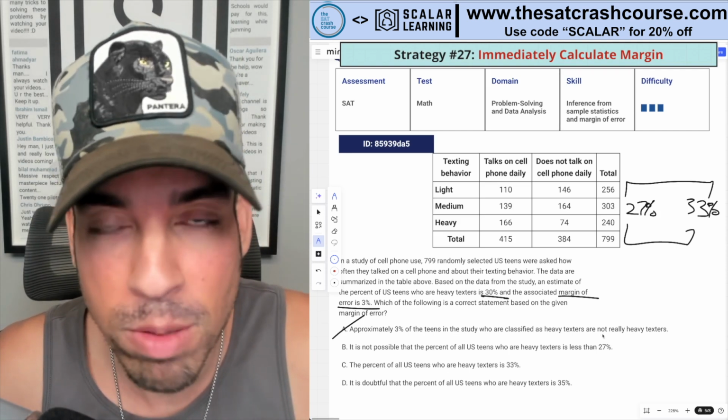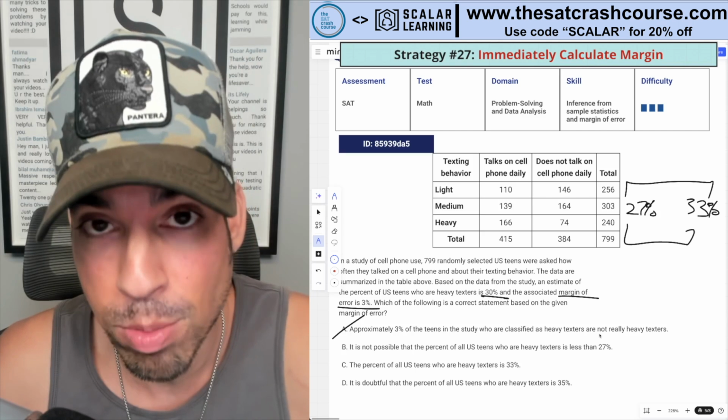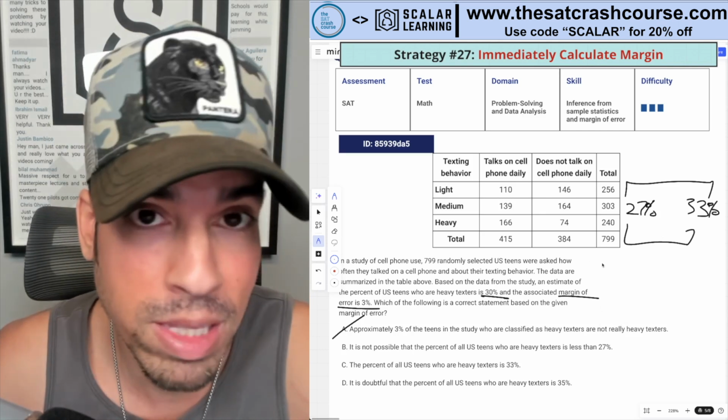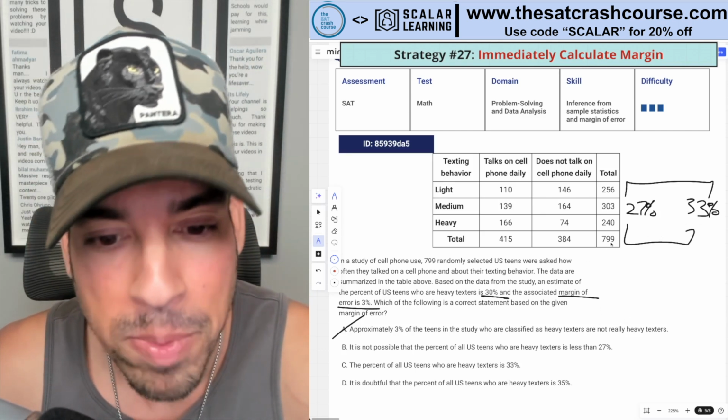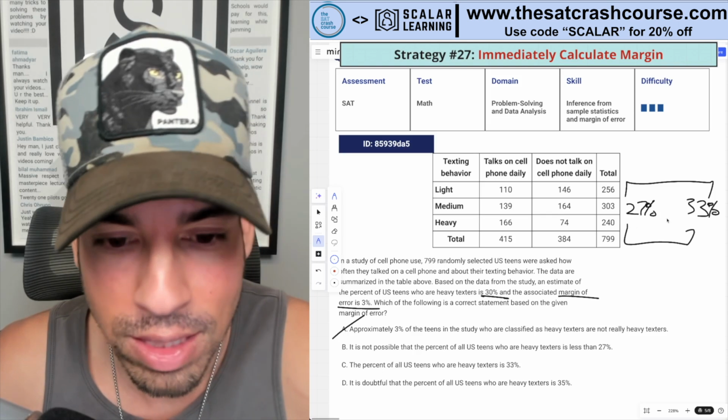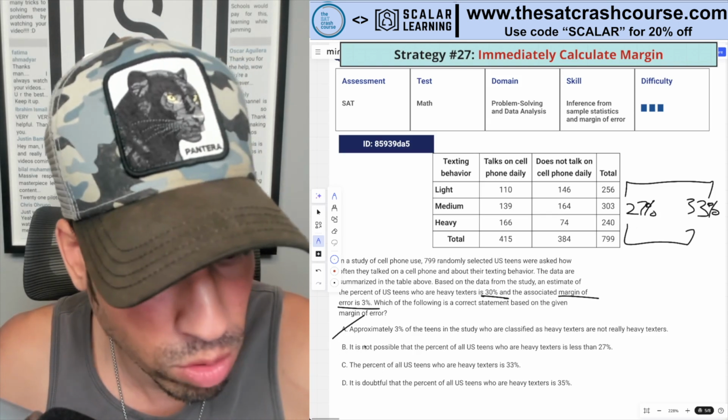And again, be careful about these really definitive statements. It's not possible. It must be, etc. It could be less than 27. It could be greater than 33, but it's plausible. It's highly likely that it's within 27 to 33. So I'm going to get rid of B.